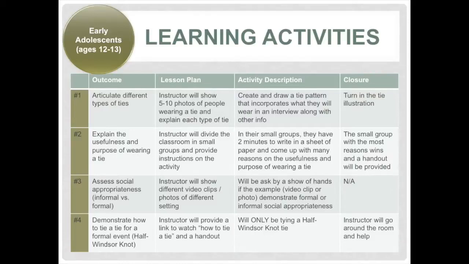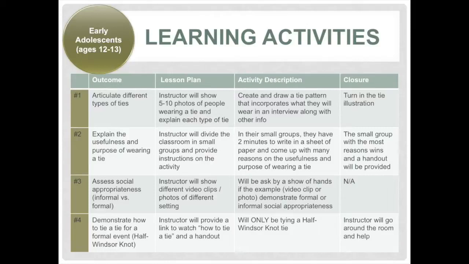In the second learning outcome, the instructor will divide the classroom into small groups. In the small groups, they will have about 2 minutes to come up with as many reasons on the usefulness and the purpose of wearing a tie. The small group who comes up with the most reasons will win a prize. And at the end, the instructor will hand out a sheet that talks about all the usefulness and the purpose of wearing a tie.